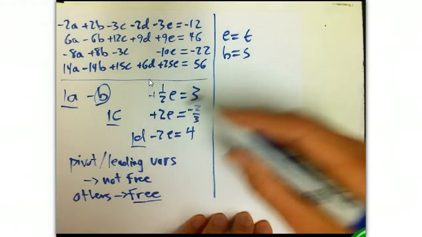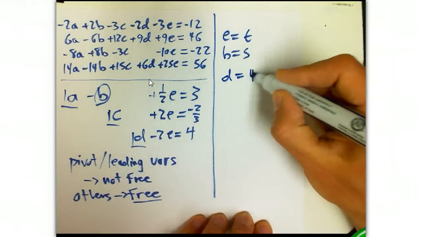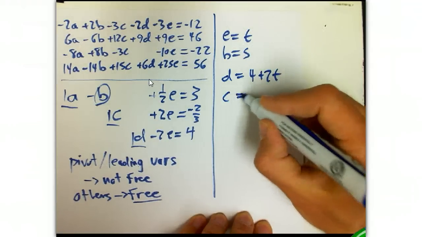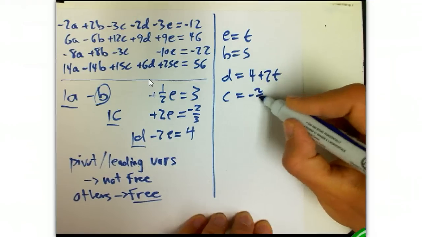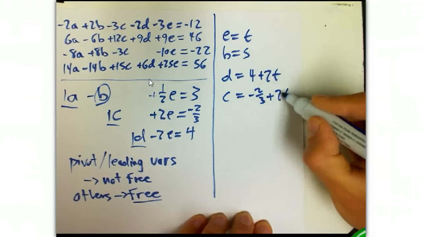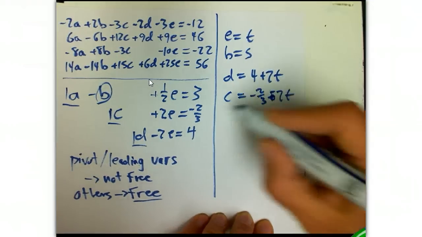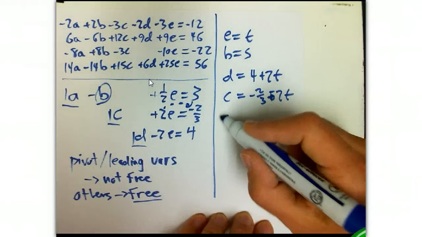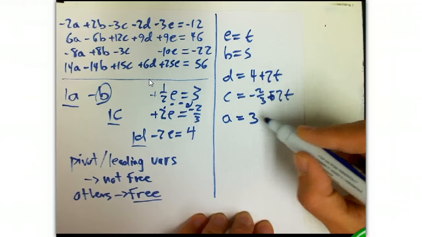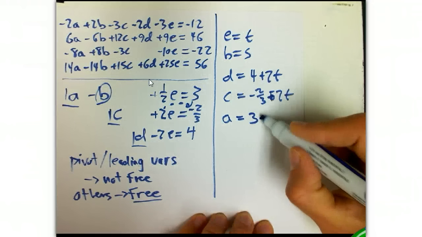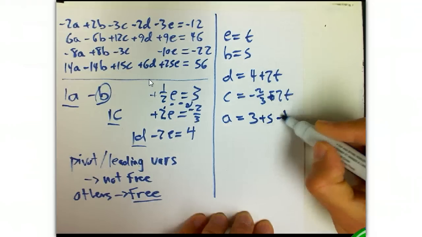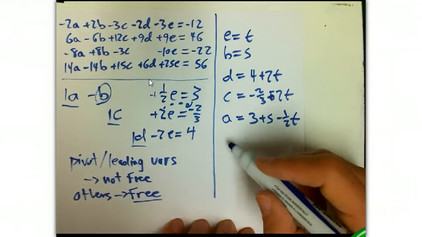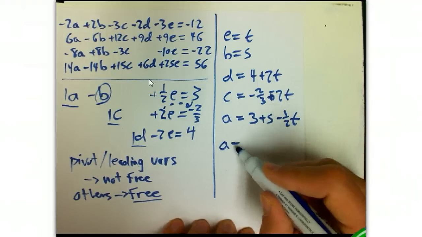And then I just have to move everything over. D is going to be 4 plus 2E, or in other words, 4 plus 2T. C is another one I can solve for. That's minus 2/3 plus 2E. So that's all, sorry, minus 2E. When I move this over, it's going to be a minus 2T. And then A is going to be 3 plus B, which we're now calling S, and minus 1/2 E, which we're calling T. Whew, okay, so let me just put them back in order.